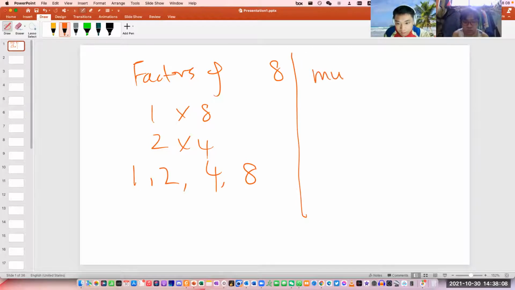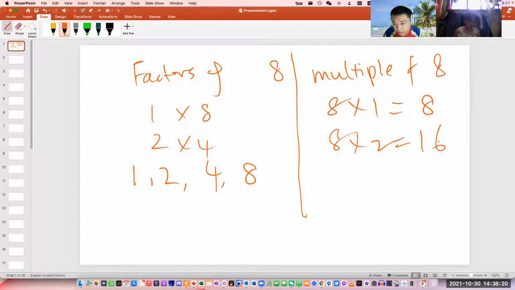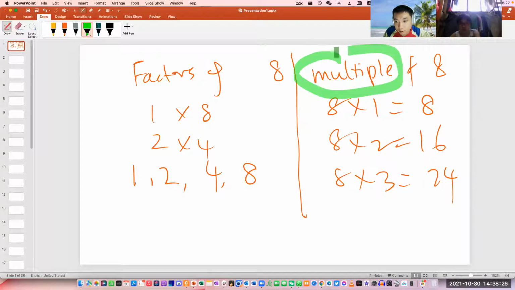Versus multiple of 8. So what is the meaning of multiple of 8? Multiple of 8 means 8 times 1 is 8. 8 times 2 is 16. 8 times 3 is 24. What's the meaning of multiple? Multiple means, can you stop moving? I find that you are still not settled down. Can you stop moving? Yeah.